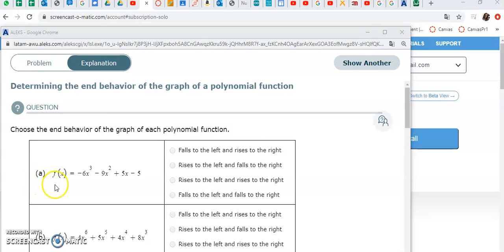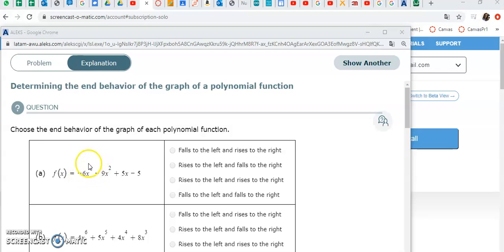Look, in the first case, we have f of x equals minus 6x to the third minus 9x to the second plus 5x minus 5. So remember about the degree. We have to focus on the degree of the polynomial function and also on the sign of the leading coefficient. The degree of this polynomial function is third degree because this is the highest power that we have in this polynomial. And the sign of the leading coefficient is negative.